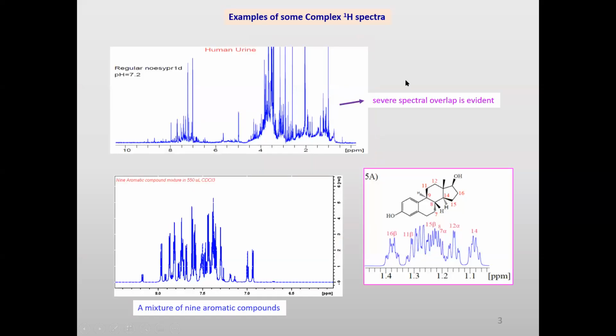Here are some examples of complex proton NMR spectra. The first one is a complex spectrum from human urine, with a large number of signals, proton multiplets, and several spectral overlaps. The one below is the proton NMR spectrum from a mixture of 9 aromatic compounds. The third one is a small region of the proton NMR spectrum from beta estradiol. You can see there is significant signal overlap in this kind of complex spectra, and there is a need to simplify the analysis of such complex spectra.